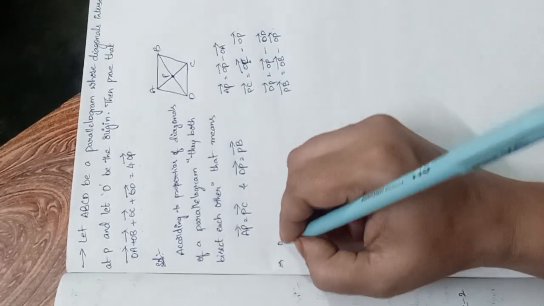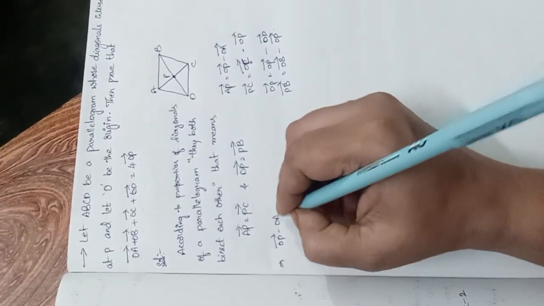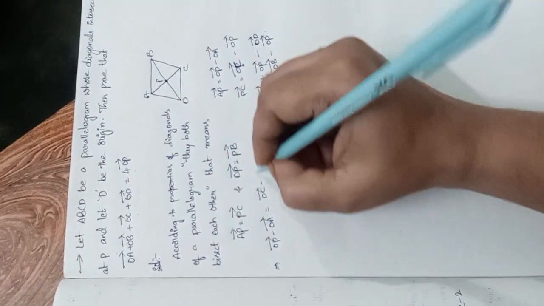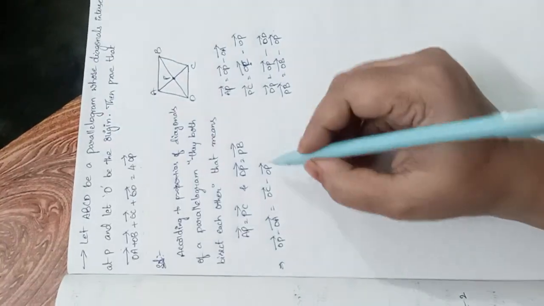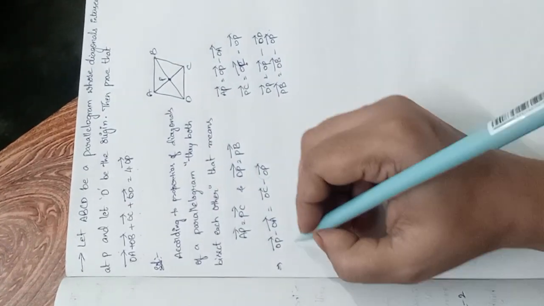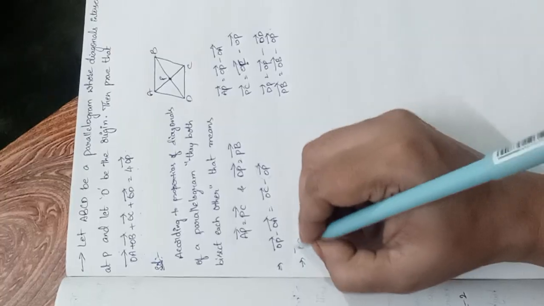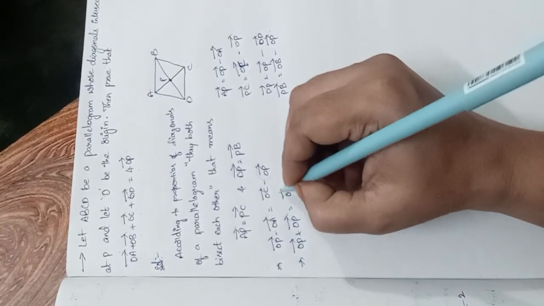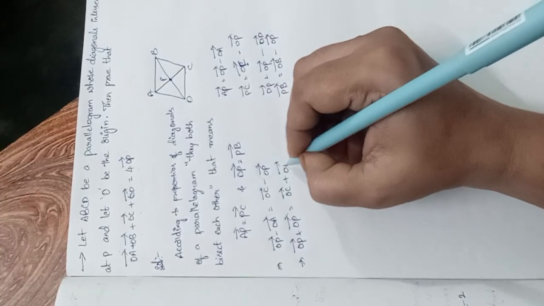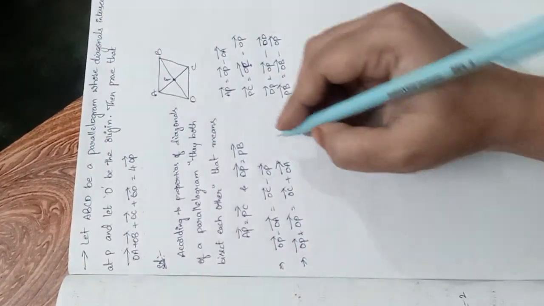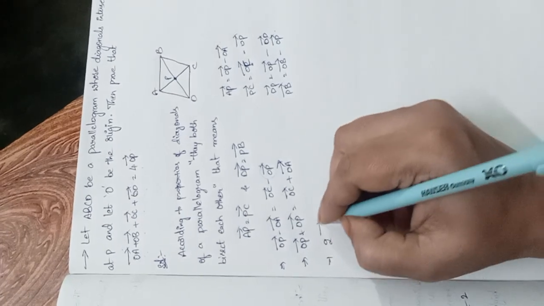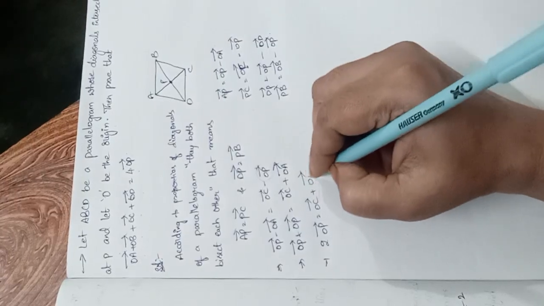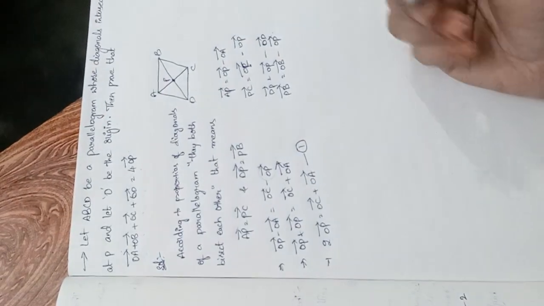What you will get? Vector OP minus vector OA equals vector OC minus vector OP. Now bring this OP to this side. What you will get? Vector OP plus vector OP equals vector OC plus vector OA. Right? Which implies 2 vector OP equals vector OC plus vector OA. Take this as equation 1.